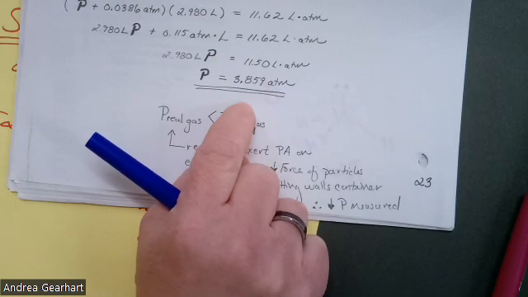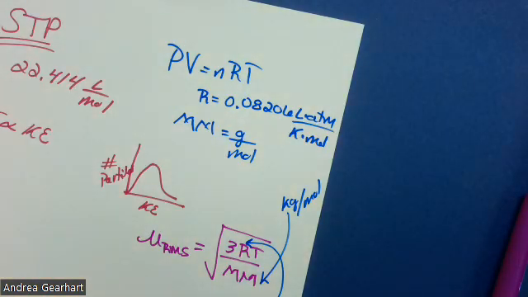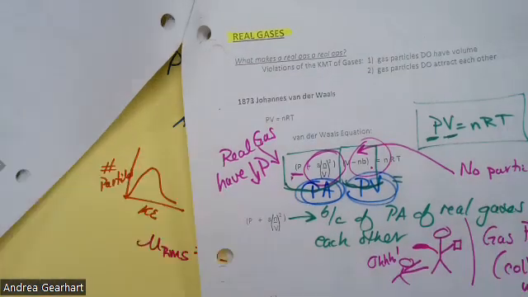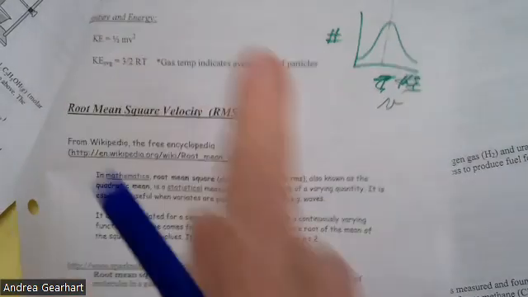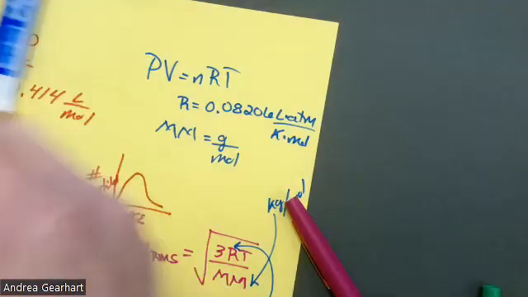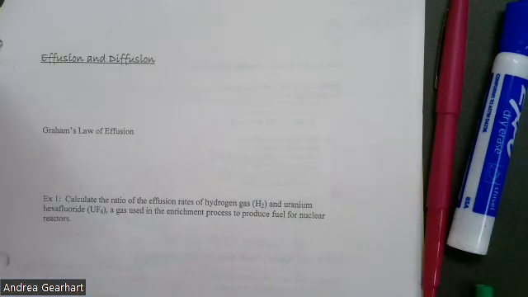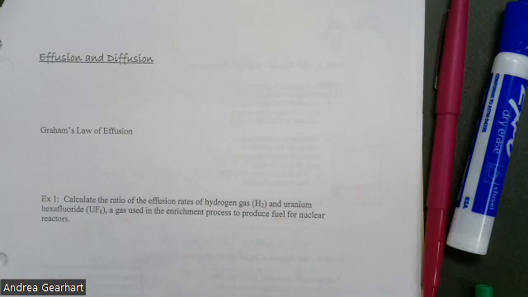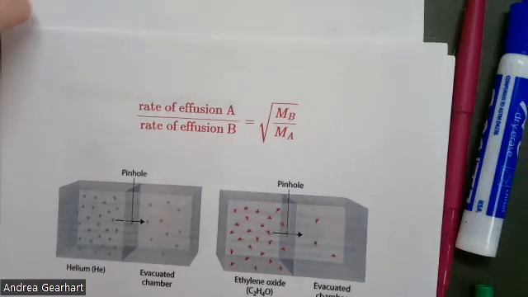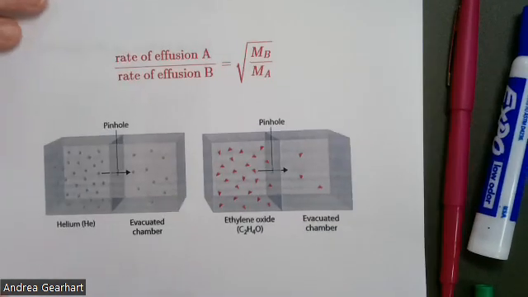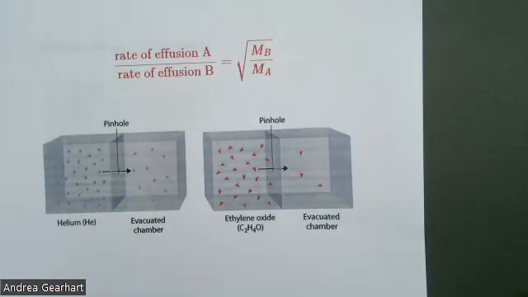All right. So if we just turn to the page after root mean square velocity. Remember, we talked about effusion being the escape of a gas out a narrow hole in its container.